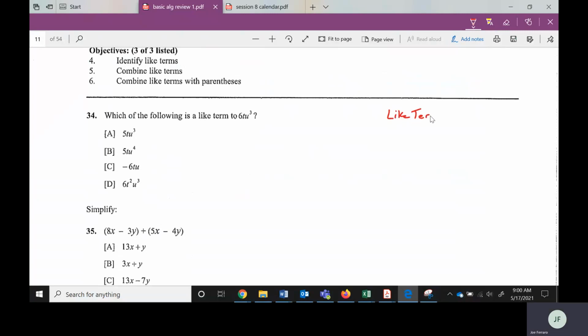So in algebra, like terms are terms that have the same variables and powers. Okay, so some examples.